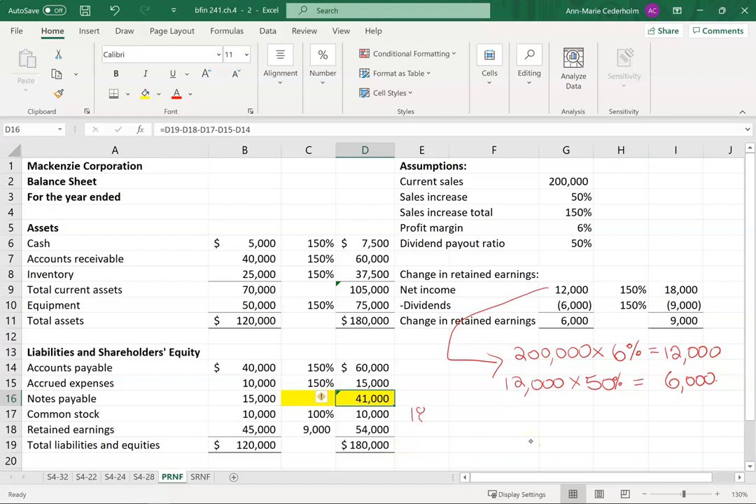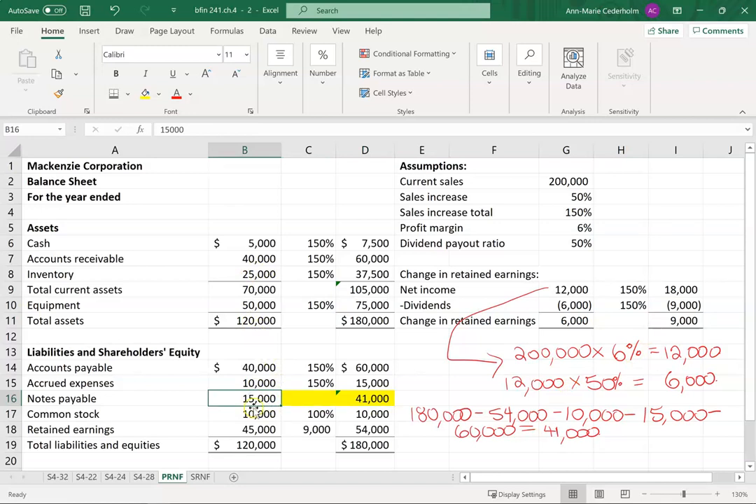So I started off with the 180,000. I subtracted the 54,000. I subtracted the 10,000. I subtracted the 15,000 and the 60,000. So all of the liabilities and equity that I had balances for. And then that gave me the new balance of 41,000. So if I'm just looking at what my current notes payable was and my new notes payable, I know I would need to borrow money in order to make this 50% sales increase happen.